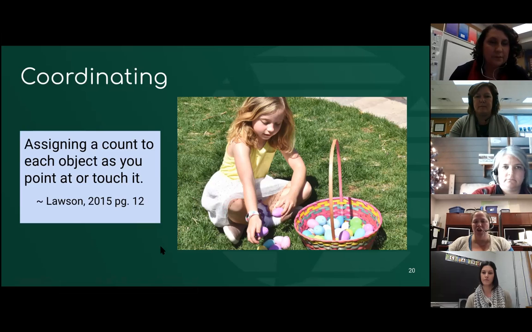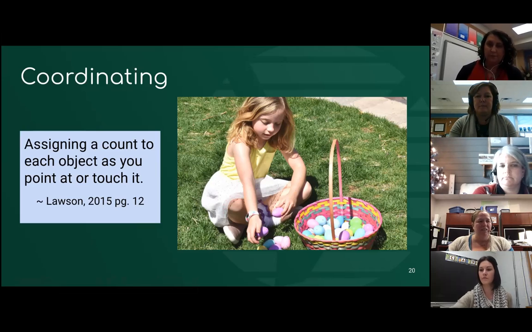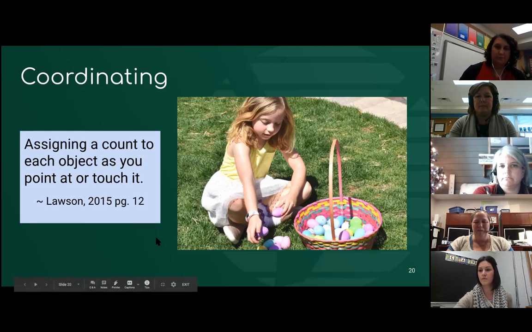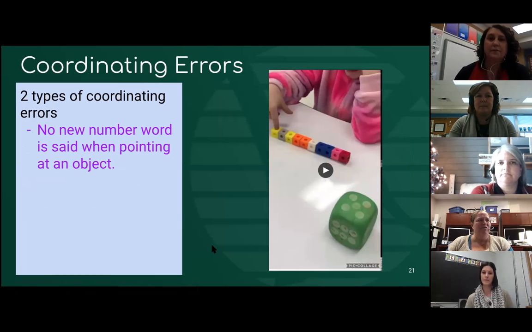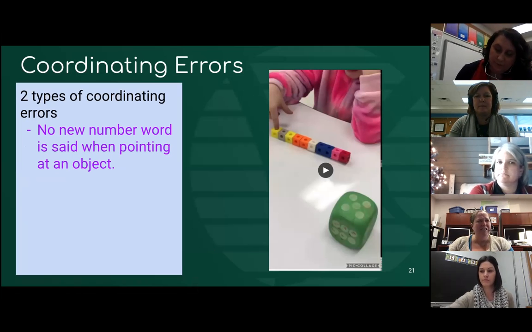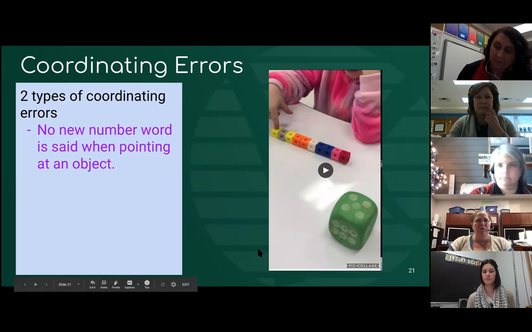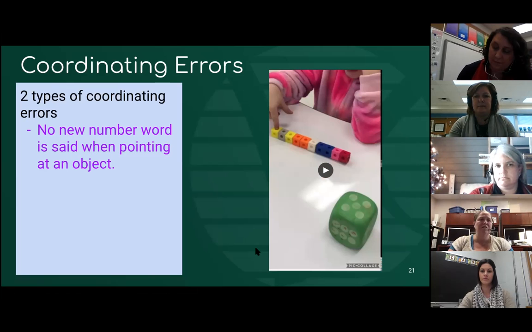I find this one is the hardest one for us to identify as teachers as it's happening. Luckily, our educator friends were able to grab some wonderful video examples to help us understand. There's really 2 main types of coordinating errors. As I was putting this webinar together, I was thinking, okay, there's really 2 main ones. There's one where they don't say a new number word when they're pointing at an object. So they move their finger to tag a new object, but they don't say another number word. This is a little example of that.